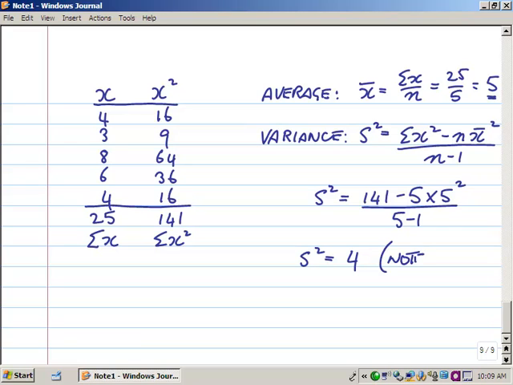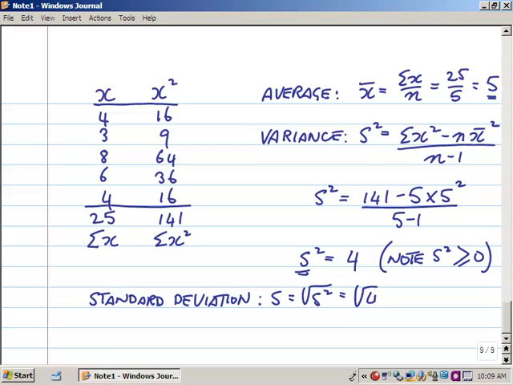Note, I should have done this before, that S squared must always be positive. It can be 0, but it can only be 0 if you have no variation. That means all the data points are identical. So that's the variance, and therefore the standard deviation is easy to do in your head. Standard deviation S is the square root of the variance. Square root of 4 is clearly 2. Alright, so we have a standard deviation of 2.